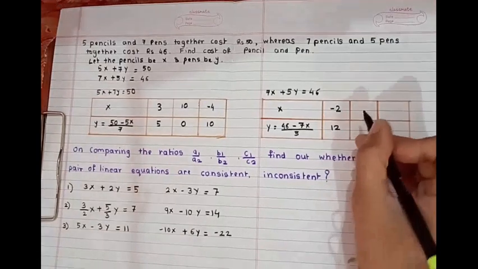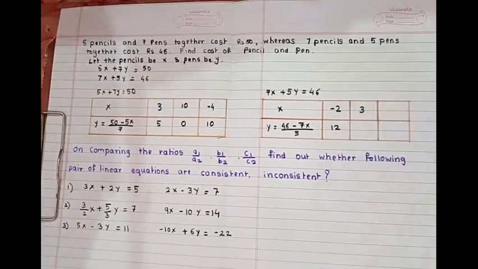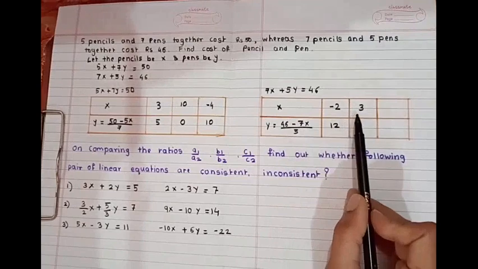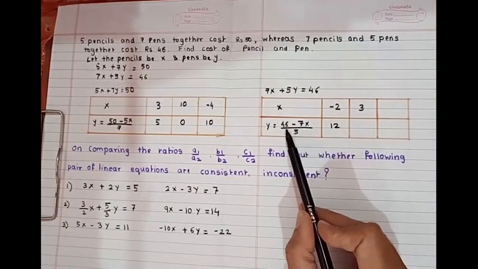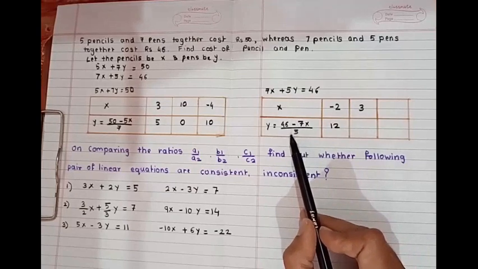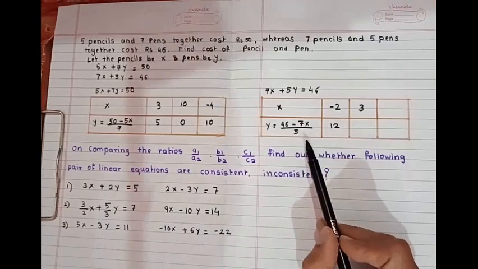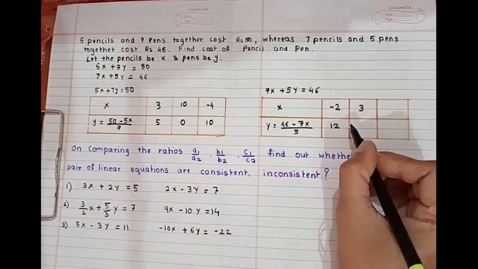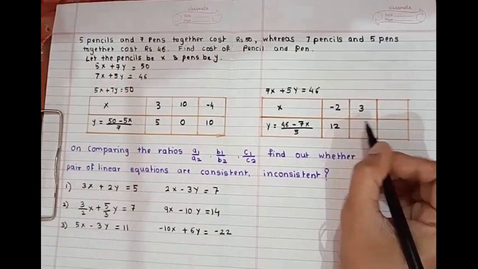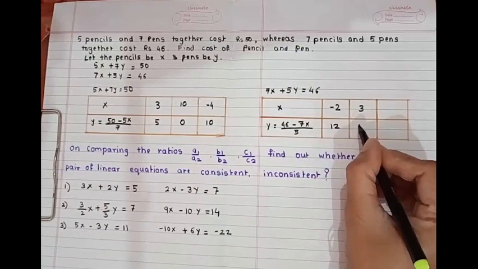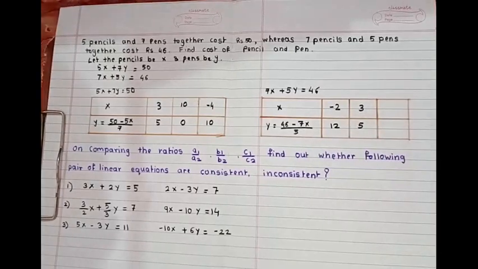Again, you can put the value as 3. So what you get here? 7 3s are 21. So 46 minus 21, you get a number divisible by 5. That is 25, correct? So 25 divided by 5, you get 5. So y will be 5.